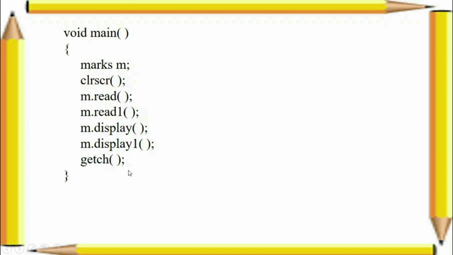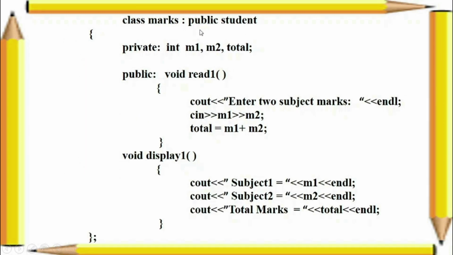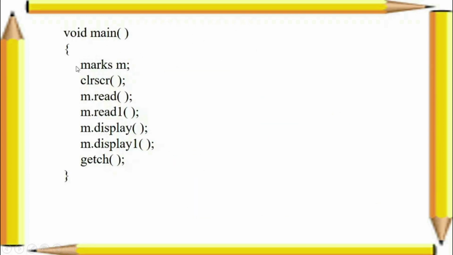Now see, we derived the class marks from the student publicly. See here, we derived the new class named marks. Publicly we are inheriting data from the base class student. That means this derived class marks can access the data from the student class. Clear? Okay. Using the derived class name marks, we are declaring an object for the derived class marks as m, and using this object m, we are calling each function.